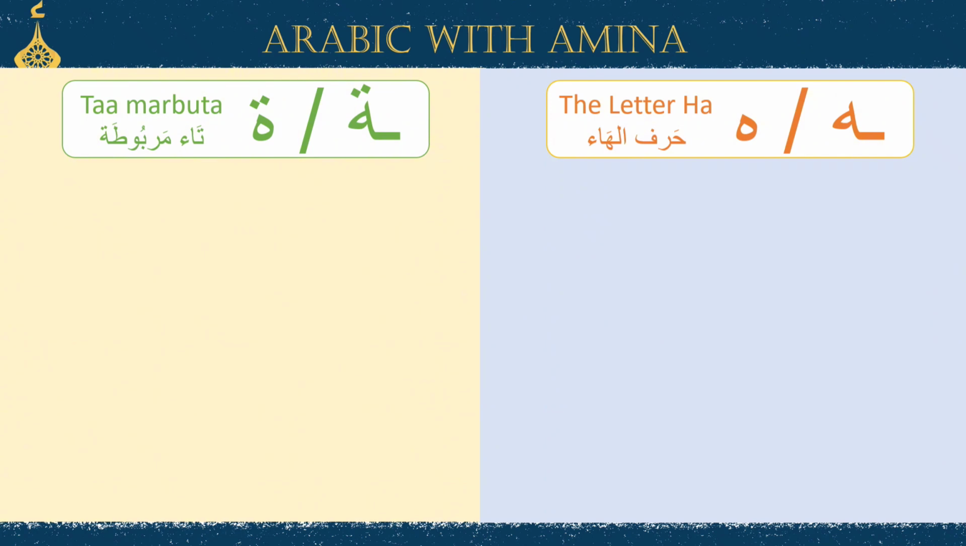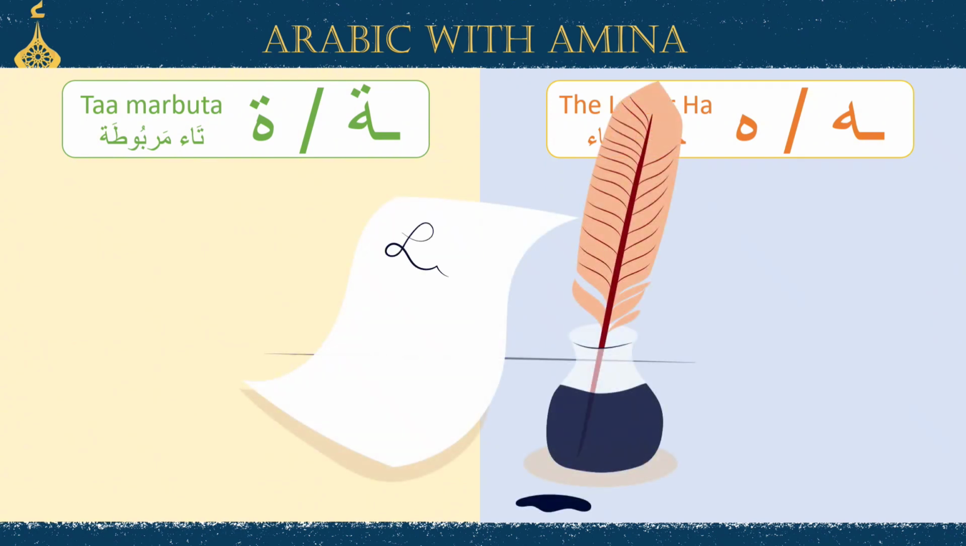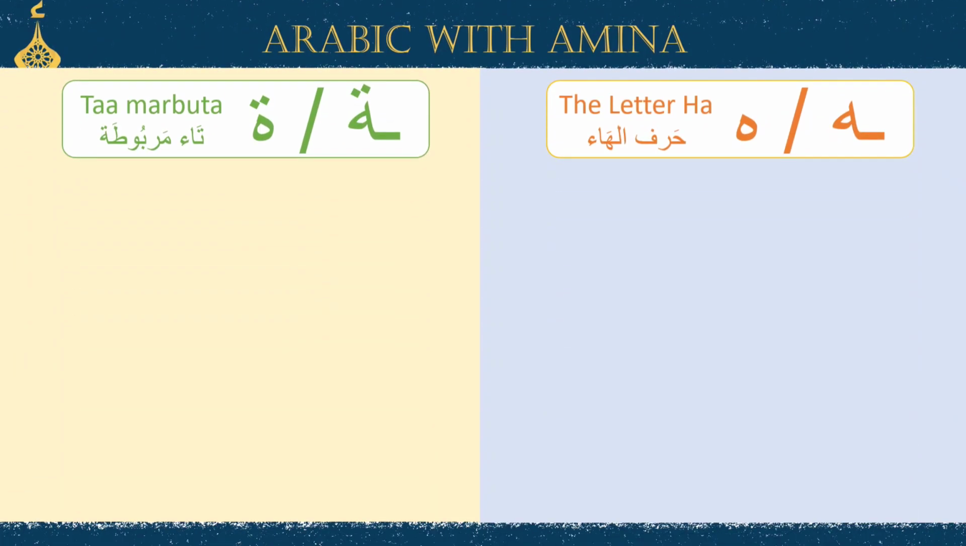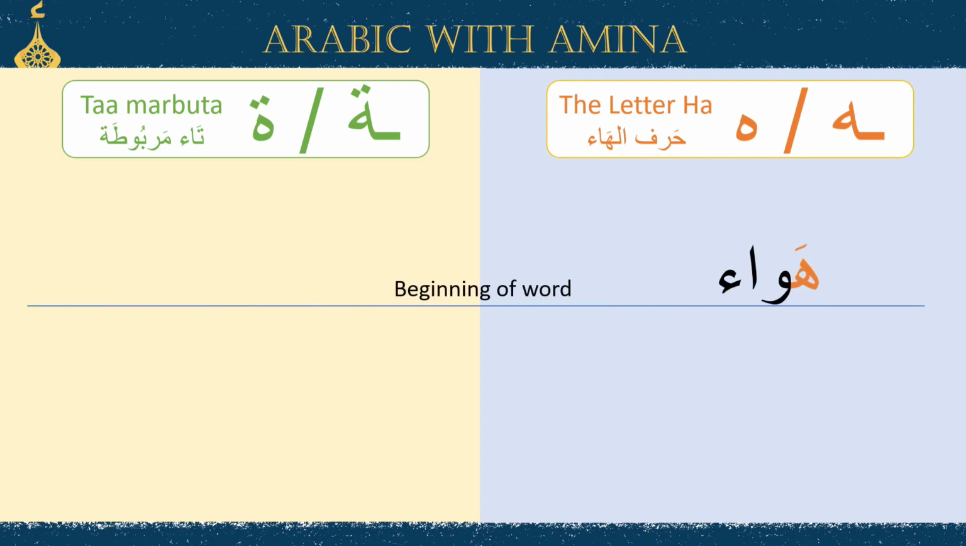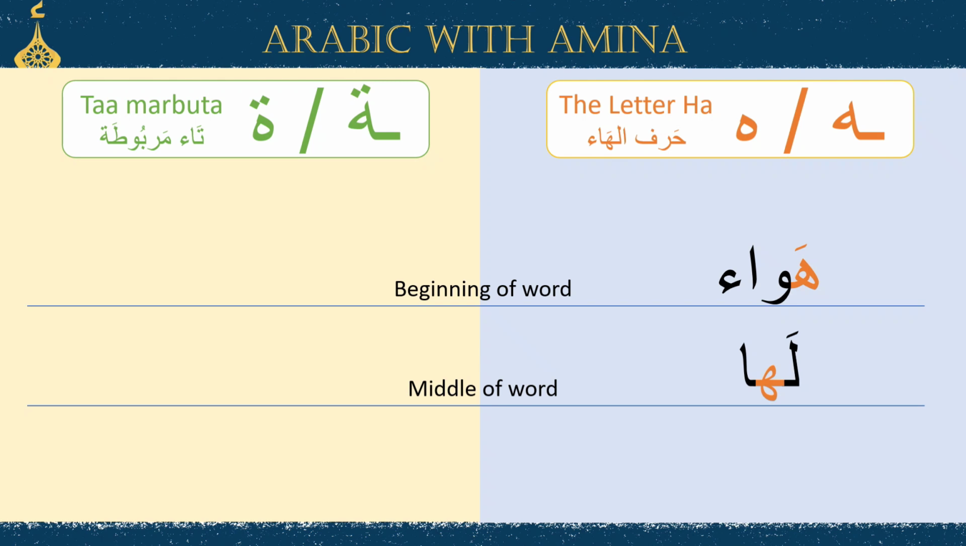The first difference lies in how they are written. The letter ha and Taa Marbuta may look alike, but they are written differently. Here's how the letter ha is written at the beginning of a word, such as the word hawa, air. And this is how it looks in the middle of a word, laha, for her. And this is how it is at the end of a word, wajh, face, and miyah, water.